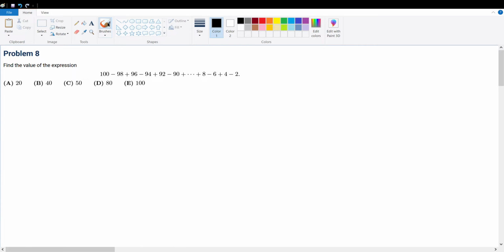Problem 8. Find the value of the following expression. Well, we know that when we have alternating series, we typically don't know how to solve them. So let's first rewrite it into a series that we do know how to solve.